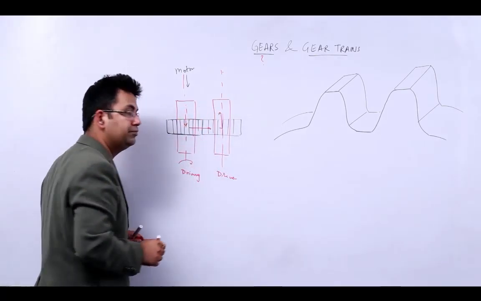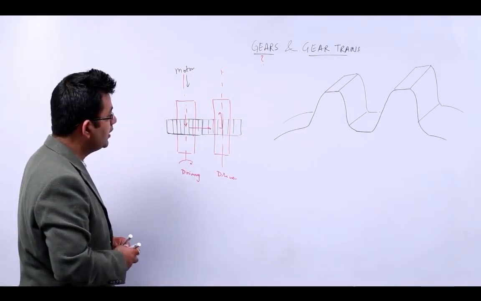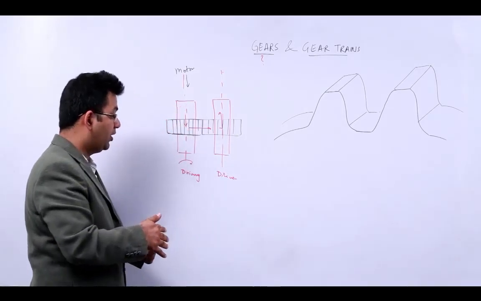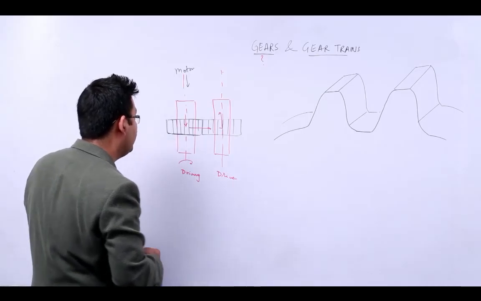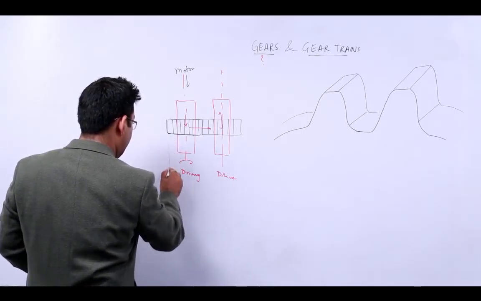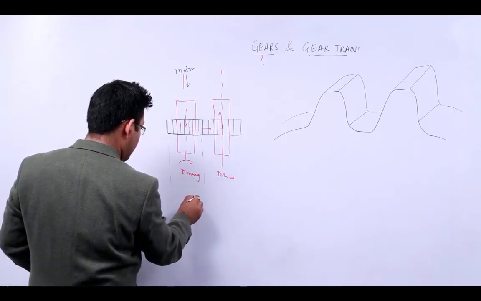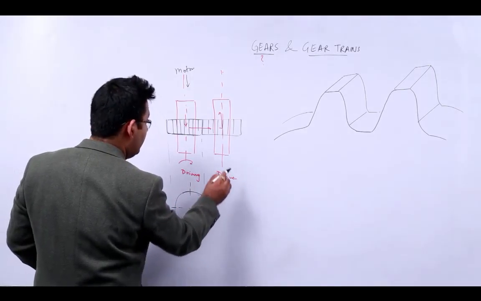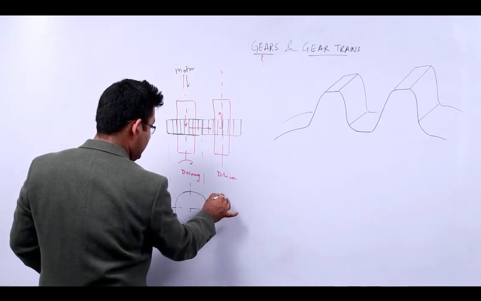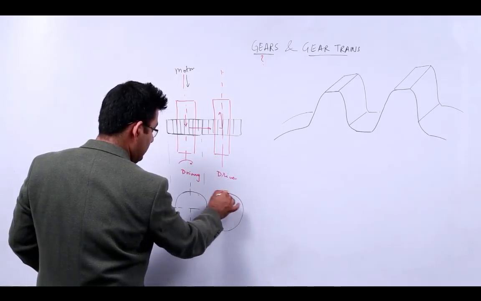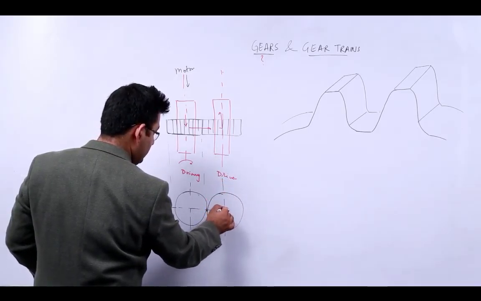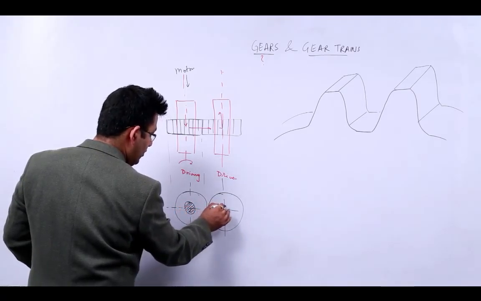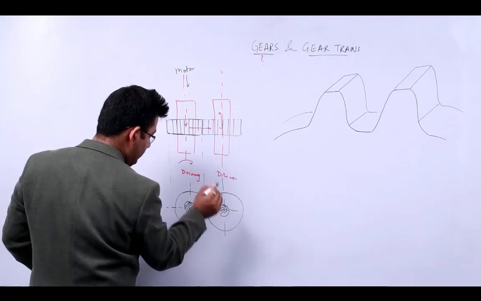If you look at the front view of this, now this is the plan. If you look at the elevation, it can be found like this. If I take the projection, this will be a gear, and this is the second gear, and these are the shaft hubs. You can draw the cross section over here.